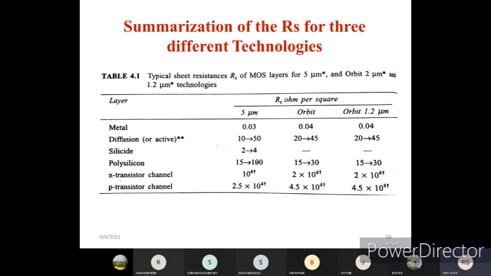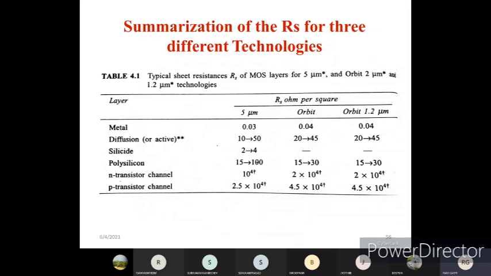So the amount of resistance that has been induced in the channel, we can create from the expression R = Z × Rs, where R is the resistance of the channel. So what do you mean by Rs? Just now we have studied, right?